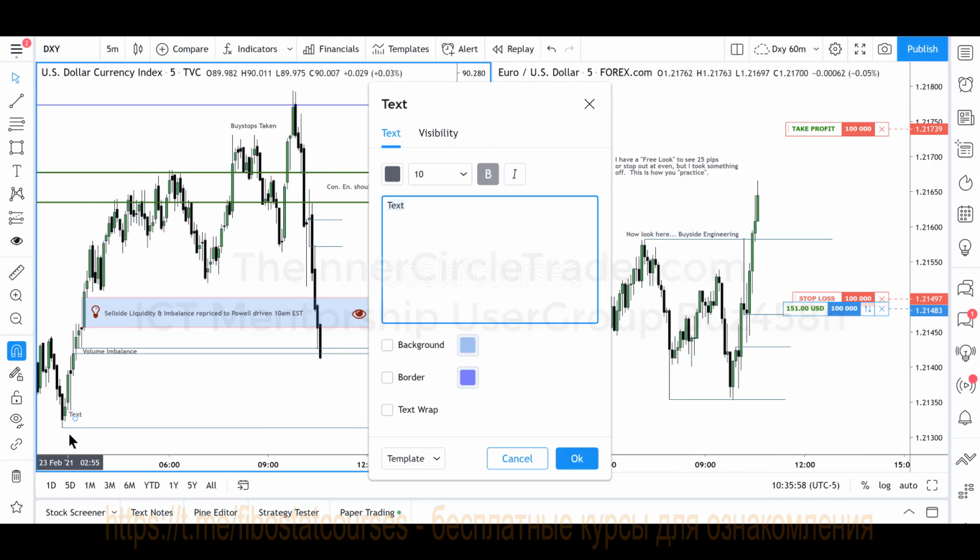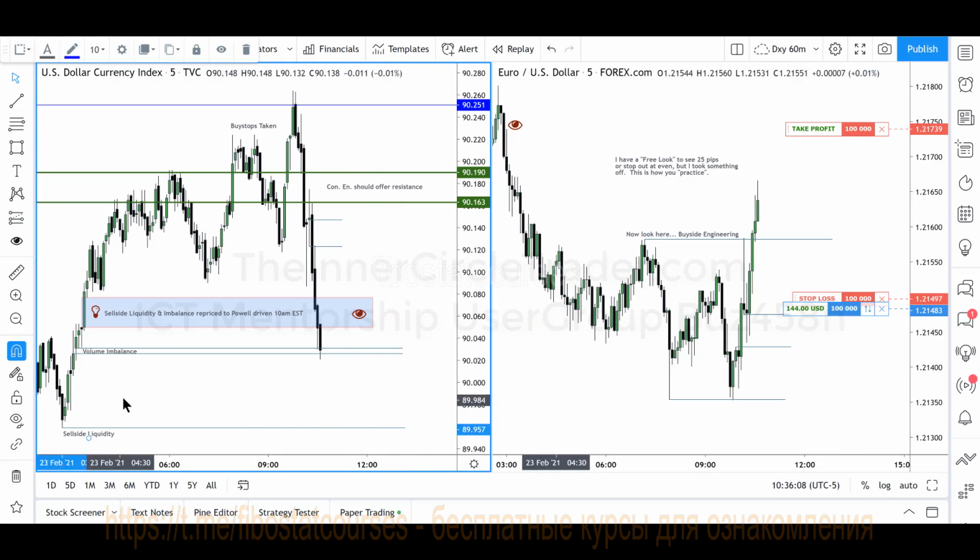And now I'm looking at, if we get a run that is overzealous on dollar, it could attack that sell side liquidity pool, but it's not likely. But if it does, that's where the attention would be for dollar, because we've already traded down to the volume imbalance again for a second time.